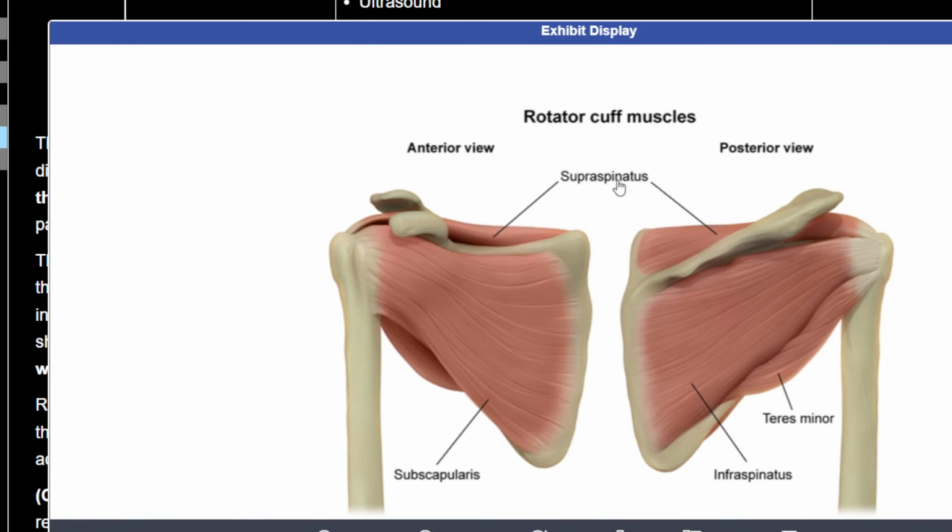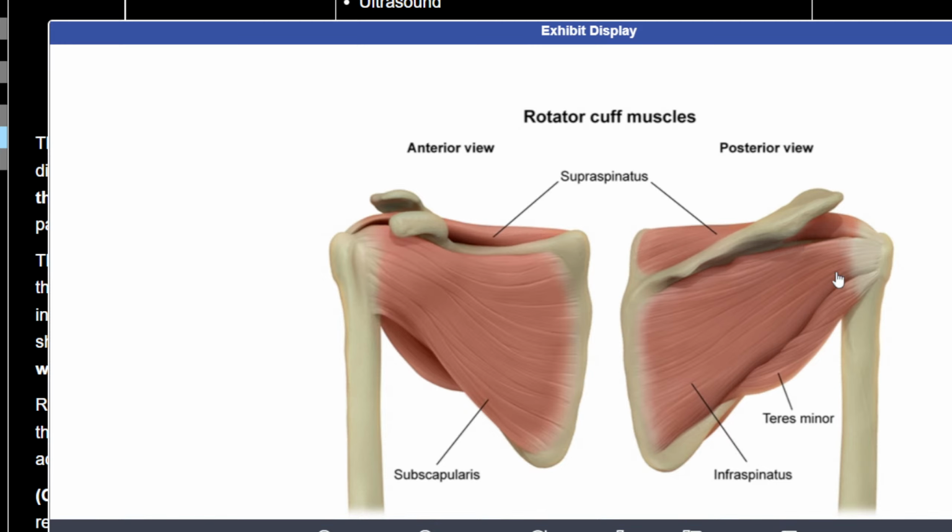We have a supraspinatus on both sides. We can see it. This is the one that pulls the humerus, and then you have abduction. Okay, this supraspinatus pulls here, and you have this humerus go up.